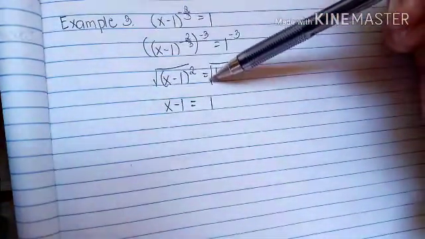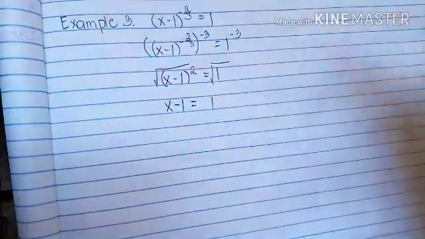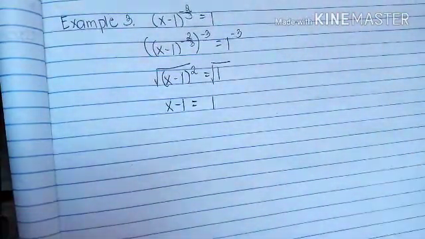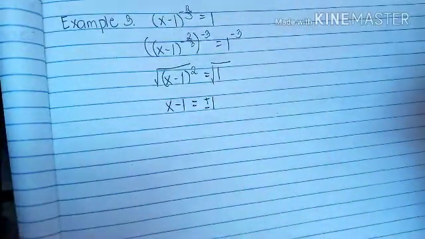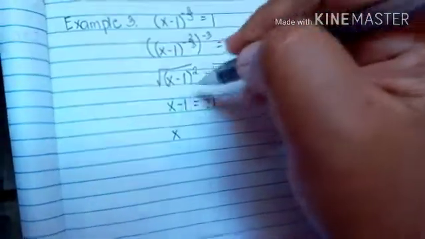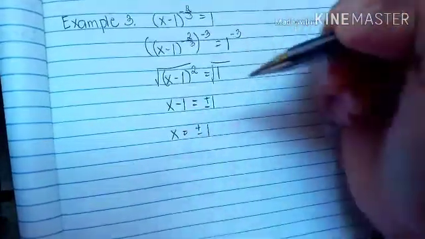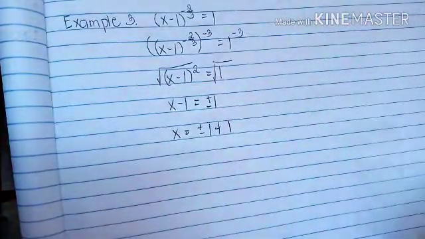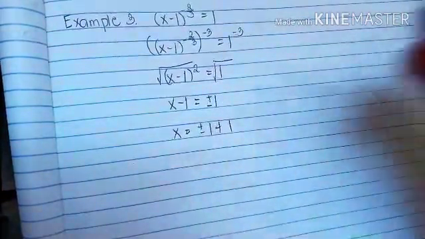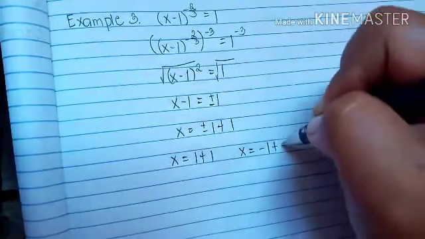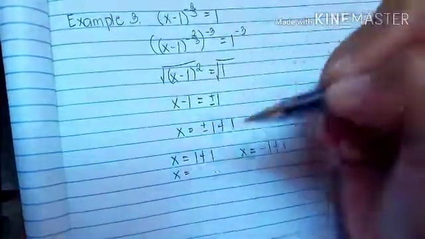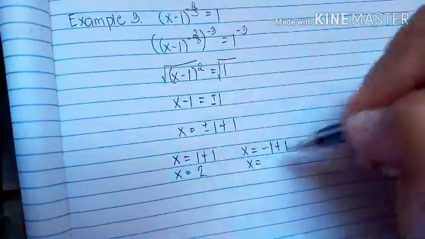But let's try to recall the square root. When we take the square root of a number, there would be a positive root and a negative one. So that would be positive and negative 1. When we transpose negative 1 to the right side of the equal sign, x would be positive or negative 1 plus 1. Since we have two signs, we now have two roots. It would either be x equal to 1 plus 1 or x equal to negative 1 plus 1. So your x could either be 2 or 0.